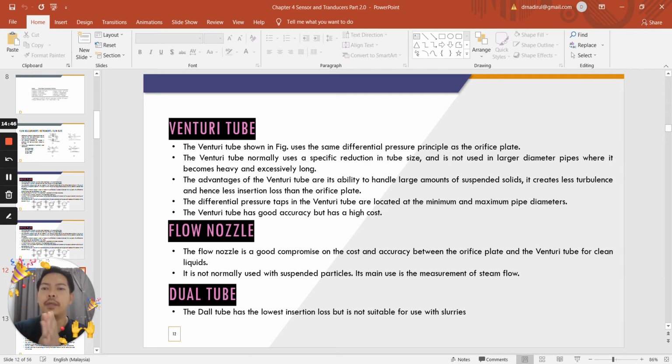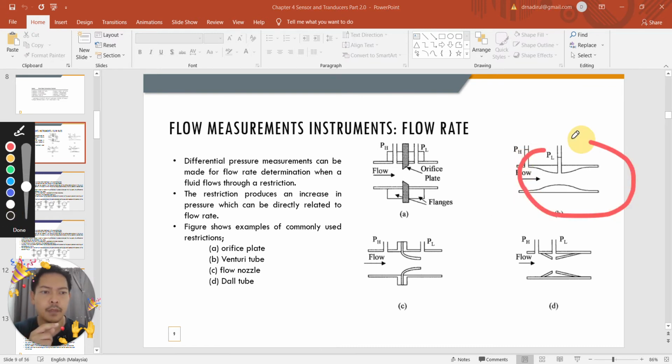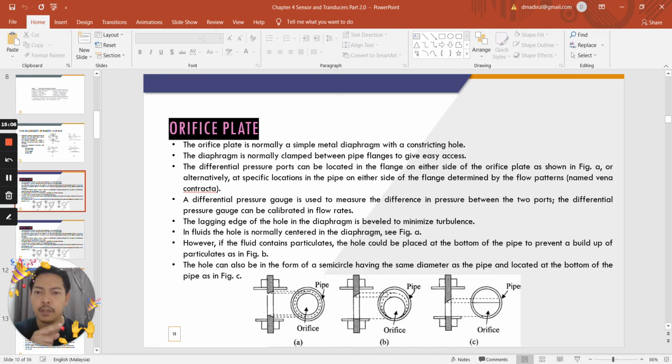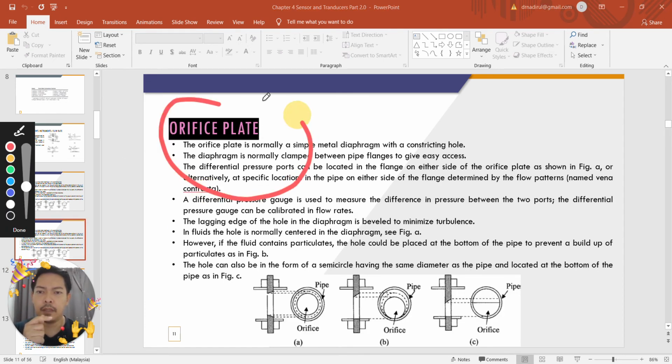The venturi tube. Okay, the venturi tube shown in the figure, you can see previously, the venturi tube here. So it's explained here. The venturi shown in the previous figure uses the same differential pressure principle as the orifice plate. So actually, it's using the same fundamental principle as the orifice plate. This one, I'm mentioning about this one, the orifice plate.